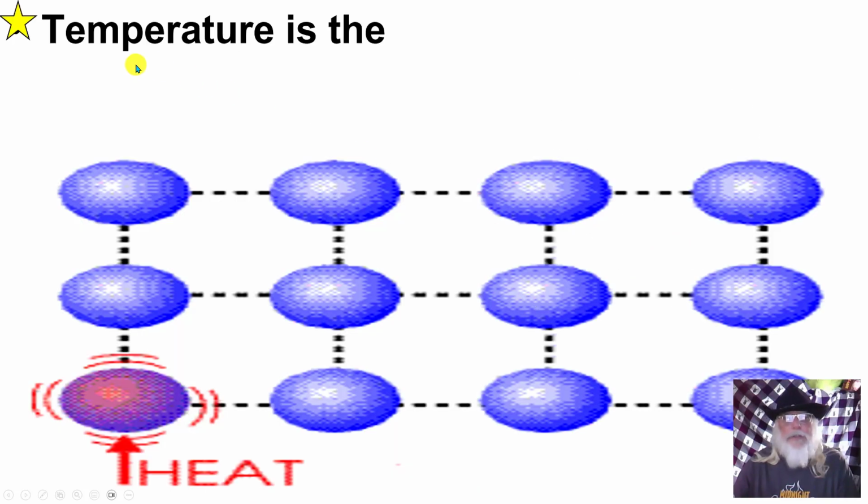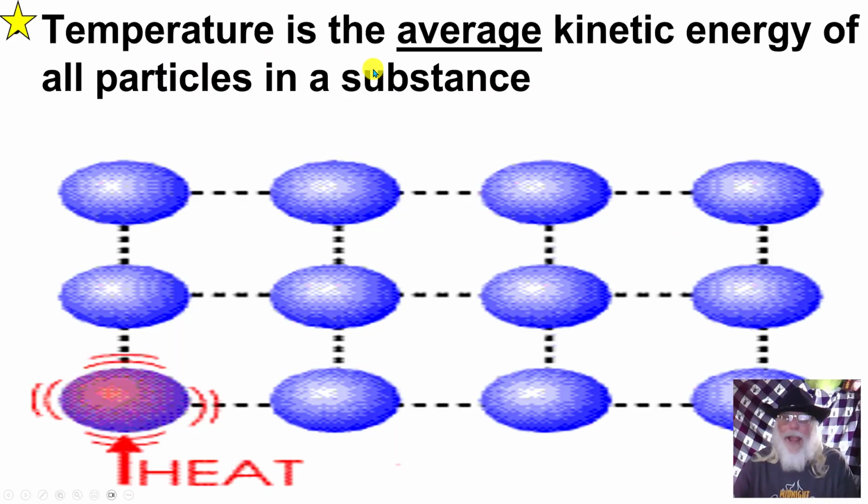So here's our definition. Temperature is the average, underline the word average, kinetic energy of all particles in a substance. It's the average kinetic energy of all particles in a substance. That's a key word. So when you see the word average, that might automatically tune you in that we're probably talking about temperature.